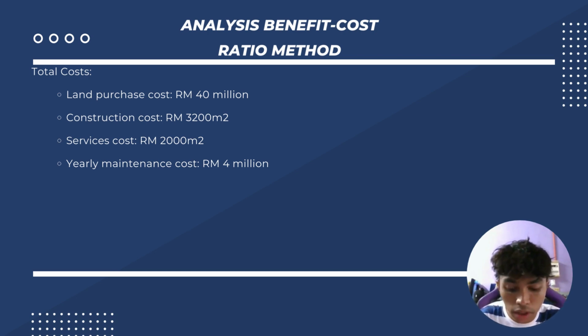And now I will continue with the analysis of the benefit cost ratio method. To perform this, we need to calculate the total benefits and costs associated. For the total cost for our company, the land purchase cost is 40 million ringgit Malaysia. Construction cost is 2,200 per meter square. Service cost is 2,000 ringgit Malaysia per meter square, and yearly maintenance is 4 million ringgit Malaysia.